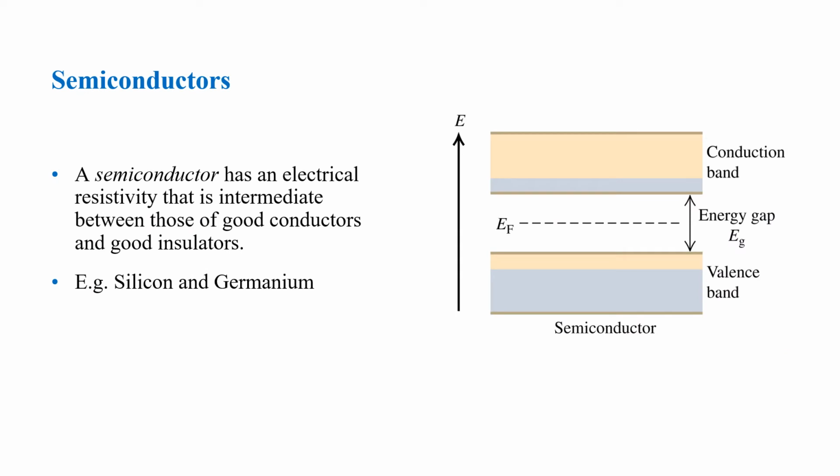So again, let's look at your semiconductors. The focus of this lesson is actually your semiconductors. A semiconductor has an electrical resistivity that is intermediate between those of good conductors and good insulators. And again, the reason for that is this energy gap here, which is not so large that it becomes an insulator, just enough gap for your electrons to cross from the valence band towards your conduction band. Some examples of semiconductors are silicon and germanium.